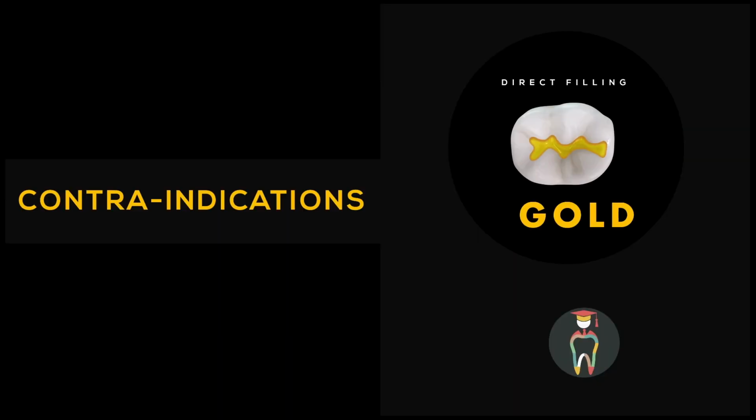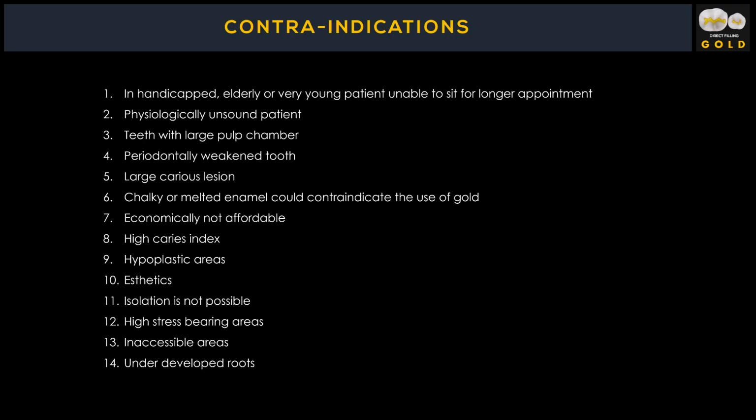There are some contraindications for direct filling gold restorations. They include handicapped, elderly or very young patients who cannot sit for a longer appointment, because doing a direct filling gold restoration will consume a lot of time, and physiologically unsound or unhealthy patients. Teeth with a large pulp chamber are not an indication. Periodontally weakened teeth and large carious lesions are also contraindications; as I mentioned before, direct filling gold is indicated only for small carious lesions.